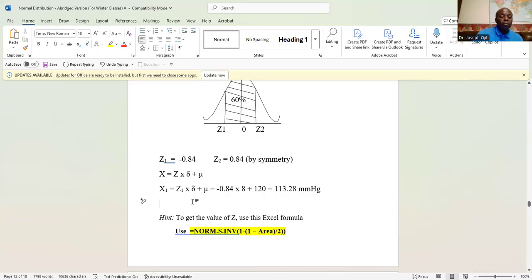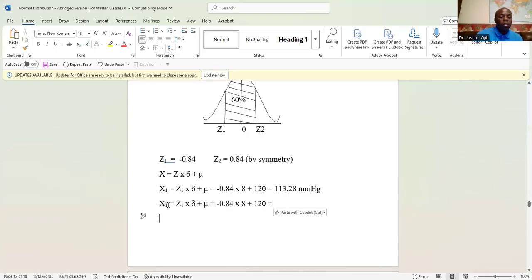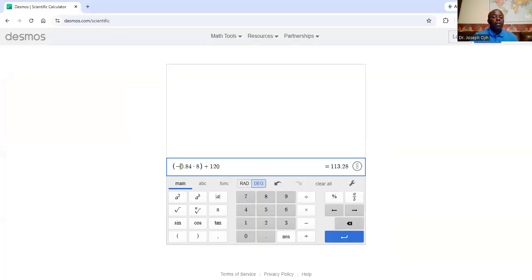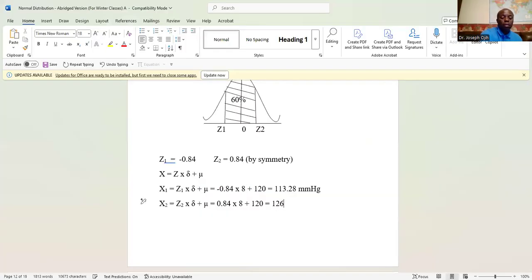Now for X2, at the upper range, it will be Z2 times standard deviation plus mean, which in this case means removing the negative sign. That's all you need to do, and it will give you the answer right away. So I'm going to remove the negative sign from the calculation, and it gives me 126.72 millimeters of mercury.